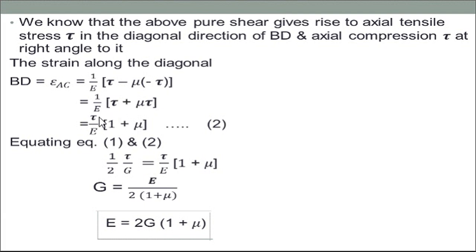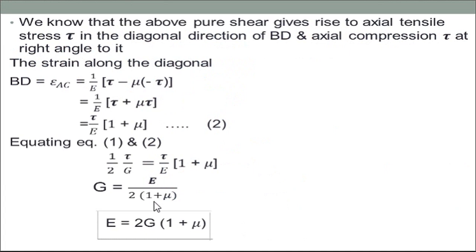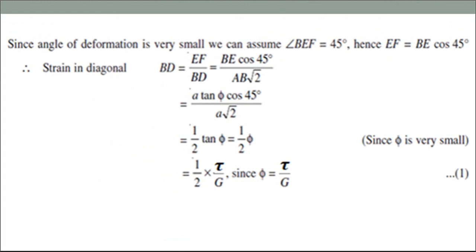So this formula becomes, and finally, tau divided by E taken common, 1 plus mu. So this is equation number 2. Again, equate equation number 1 and equation number 2, because we already found the strain in equation number 1, that strain BD, tau g divided by g, and 1 half tau divided by g, right? So we already found this.